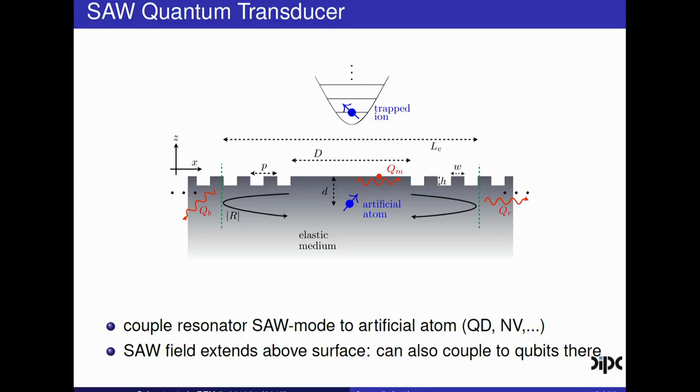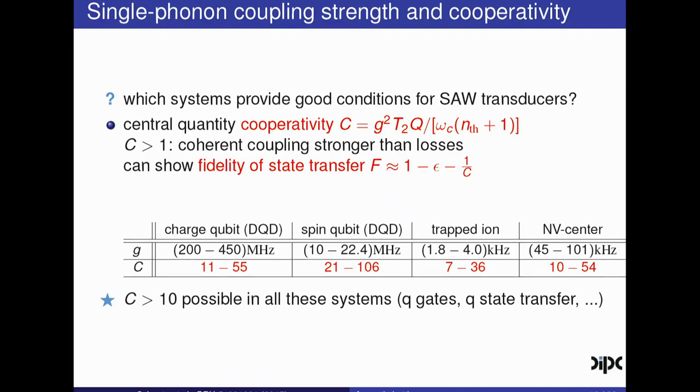And so one actually can create oscillating fields or couple to a mode with charges that are several micrometers, up to 10 micrometers or so, on top of the surface. And so this may be an interesting way to couple solid state and quantum optical qubits.